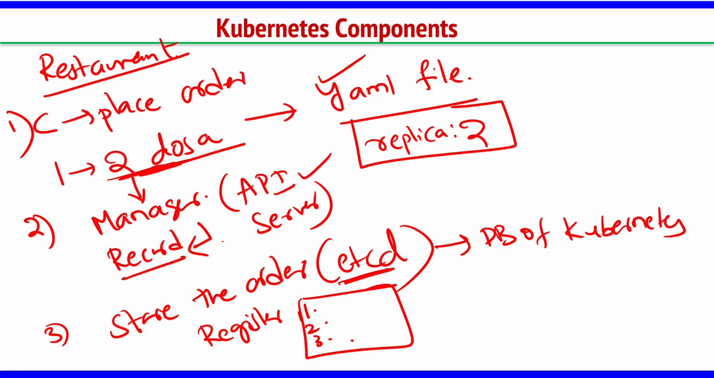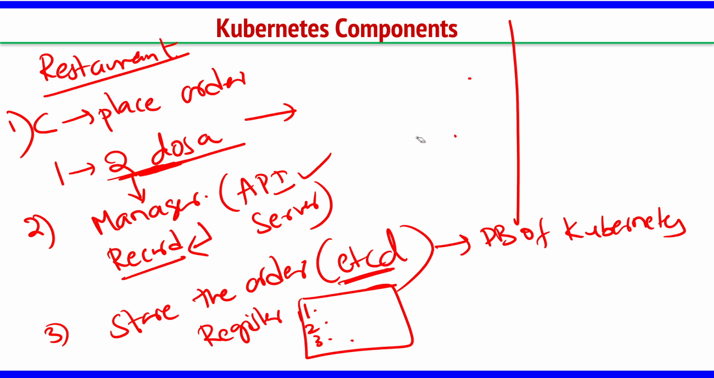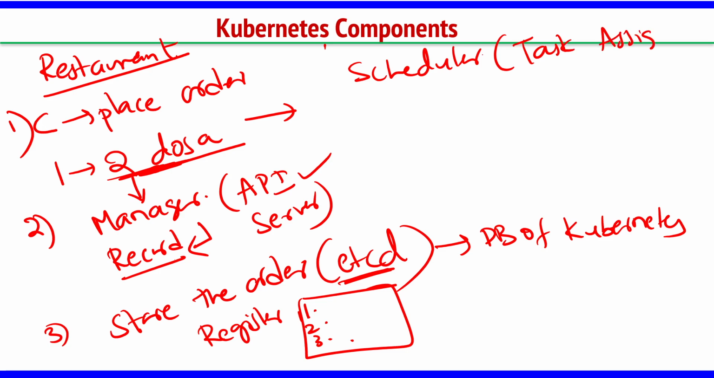So who decides that? There is the fourth component, called the scheduler. What will he do? He will do task assignment. What is the job of the scheduler? The scheduler's job is to assign the work to the chef.